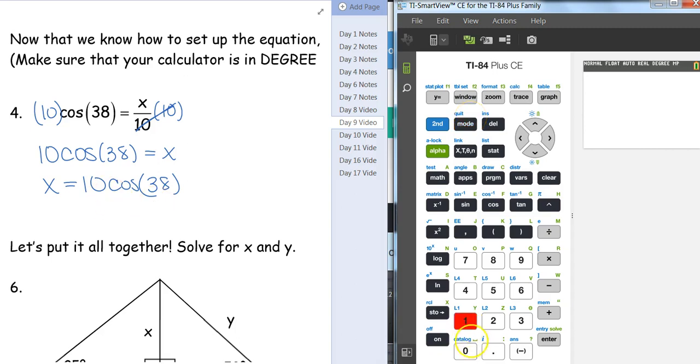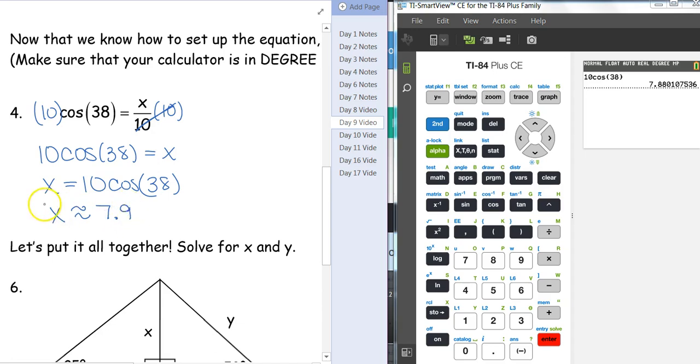I went 10 times the cosine of 38. So the cosine, if you look in your calculator, towards the middle, you see sine, cosine, tangent. I went 10 times the cosine, and it opens up telling me to put the angle there. So 10 times the cosine of the angle 38, and we're going to get that x is about, and we're going to round to the nearest tenth, so that's going to be 7.9.